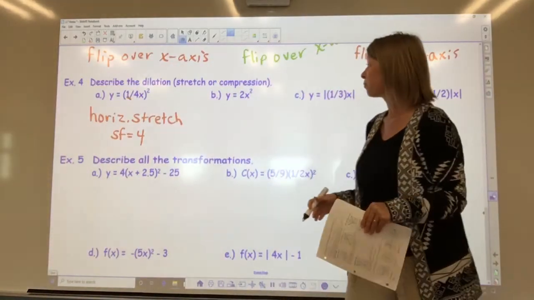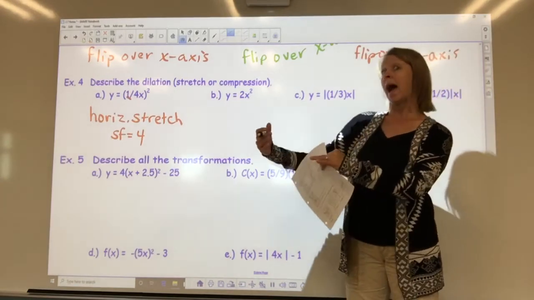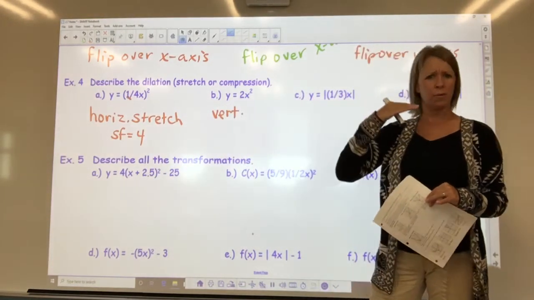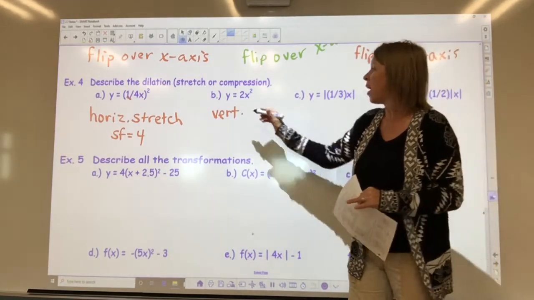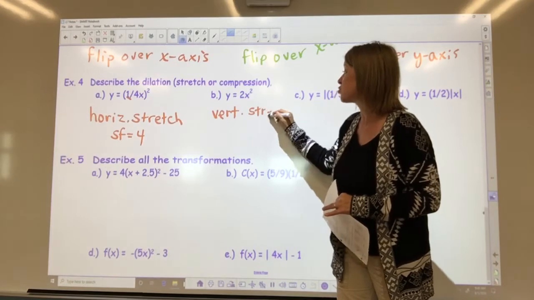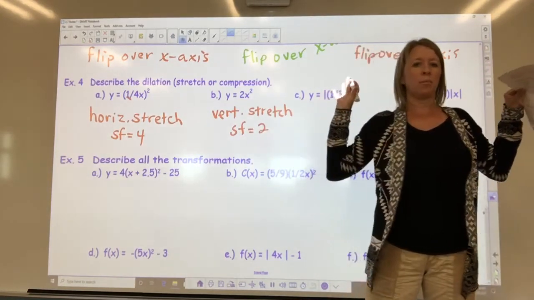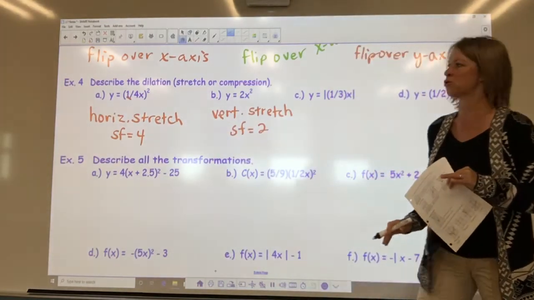It's 4. Okay, on this next one, you ask yourself, where's the 2? The 2 is on the outside, so now this is going to be something vertical. The vertical ones are the ones that do make sense, so when you multiply by a number bigger than 1, that is going to cause it to stretch. So it's a vertical stretch, and the stretch factor is the exact number you see there. You only do the reciprocal when it's a horizontal stretch or shrink.